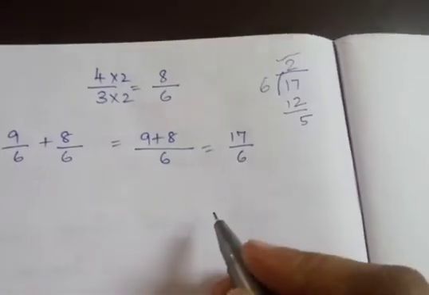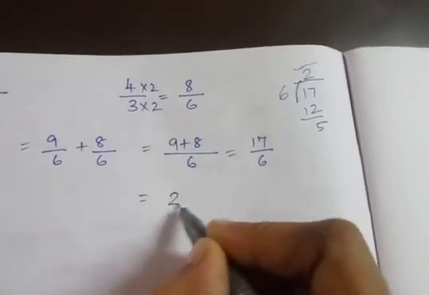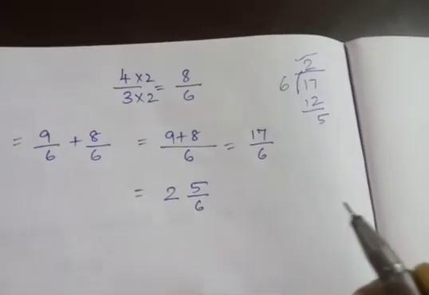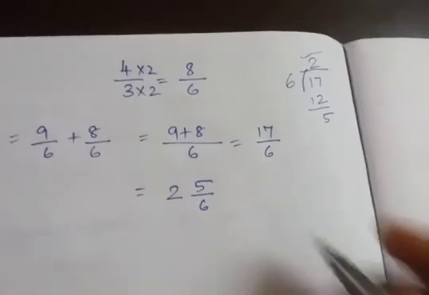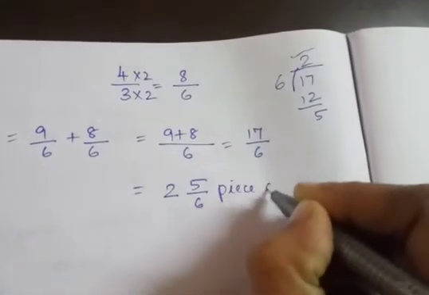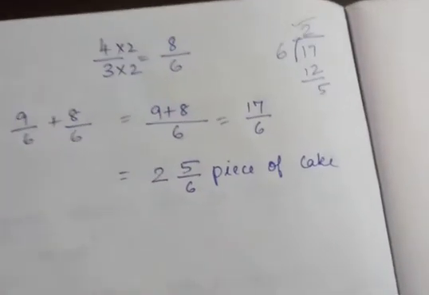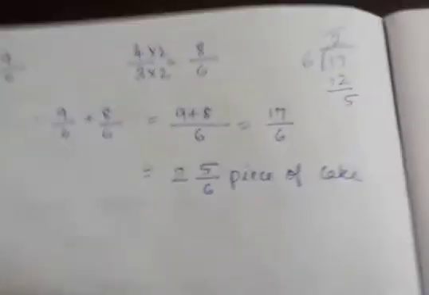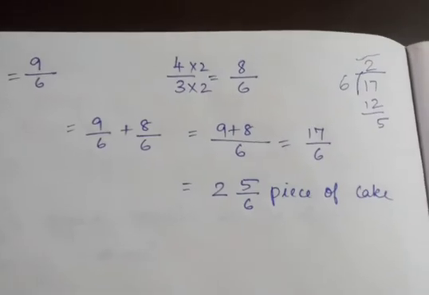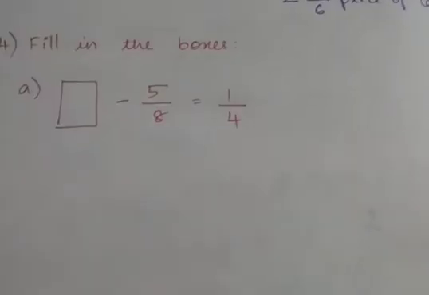Remainder 5. So what will be our mixed fraction? 2 5 by 6. 2 5 by 6 piece of cake is the total amount of cake which is given to both of them. Okay, understood, children? Next, fourth problem.